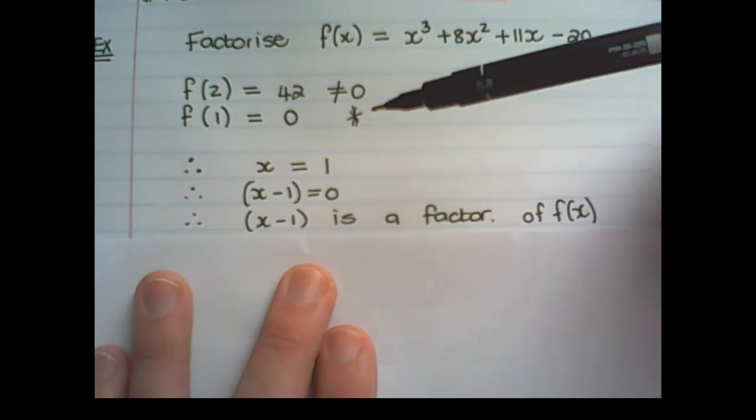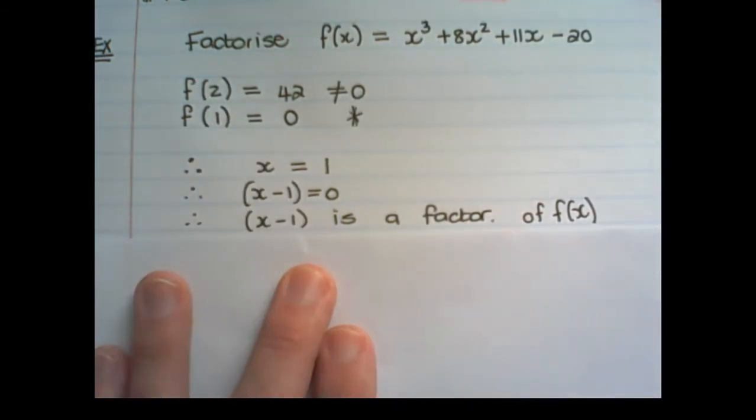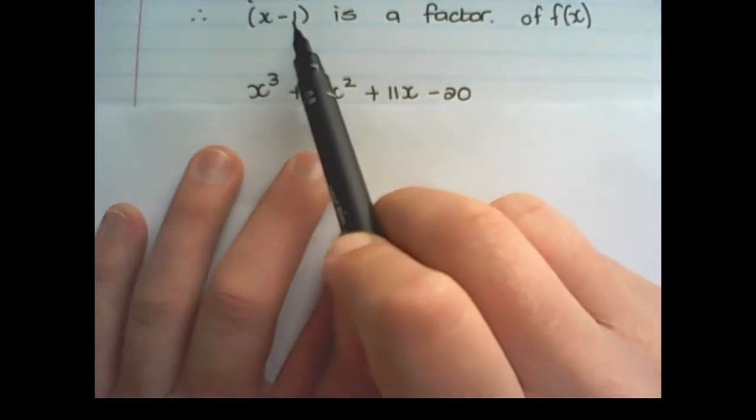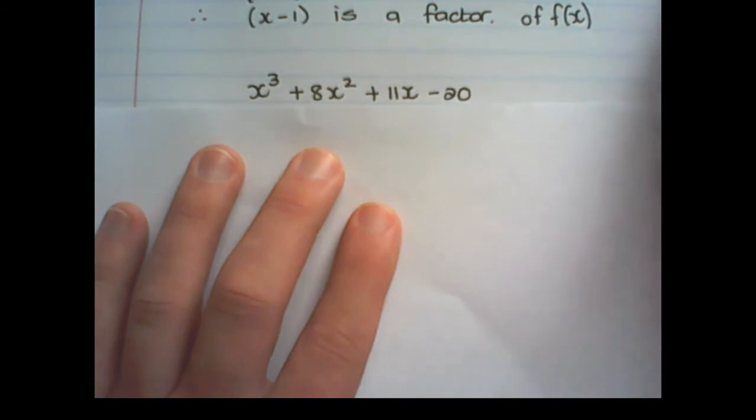And sometimes people ask, but which values of x do we replace? I suggest start with 1 and 2. If that doesn't work, go to -1 and then -2. And if that doesn't work, go to 3 and -3. But you want to find 0 as quickly as possible. Now that we have x minus 1 as a factor of f(x), we can start to factorize.